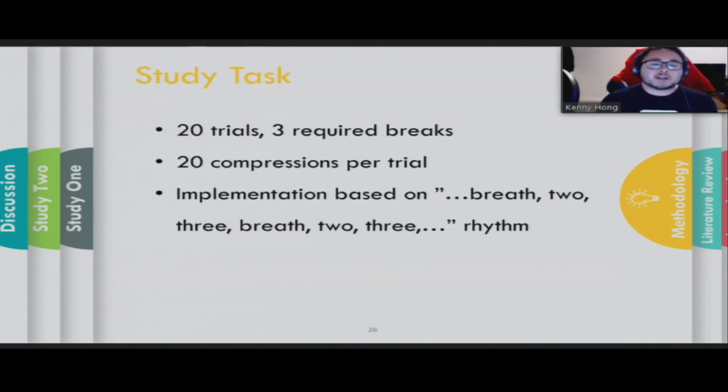So the study task is broken into 20 trials with 3 required breaks, one after every 5 trials. There are 20 compressions per trial, and the implementation was based on a breathe-2-3 rhythm.